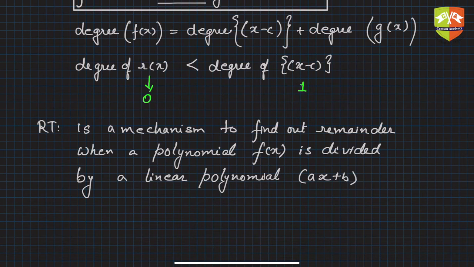This is a linear polynomial. So what is the remainder theorem? The remainder theorem is a mechanism to find the remainder when a polynomial f(x) is divided by a linear polynomial ax+b, without actual division. So you don't need to divide it, okay? You don't need to perform the division to find the remainder. You can do it just by using this theorem, and let us see how.